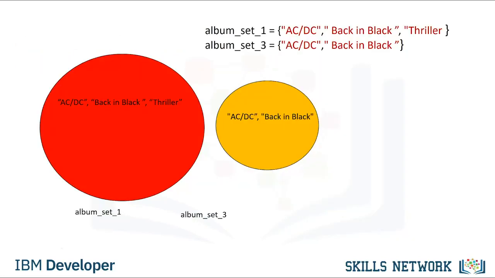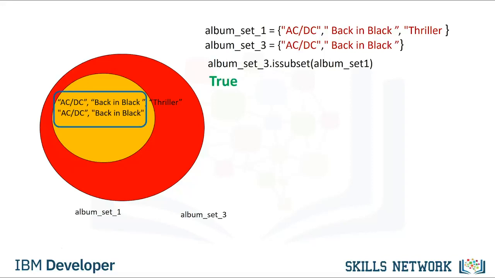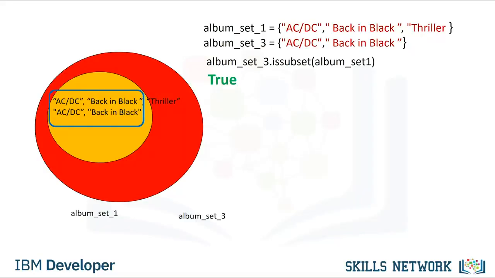Consider the new album set 3. The set contains the elements AC/DC and Back in Black. We can represent this with a Venn diagram, as all the elements in album set 3 are in album set 1. The circle representing album set 1 encapsulates the circle representing album set 3. We can check if a set is a subset using the issubset method. As album set 3 is a subset of album set 1, the result is true.